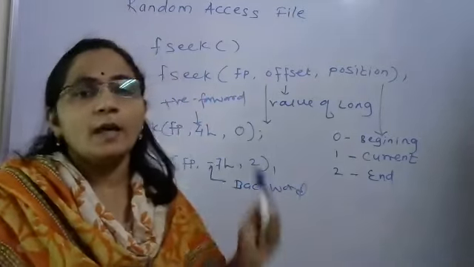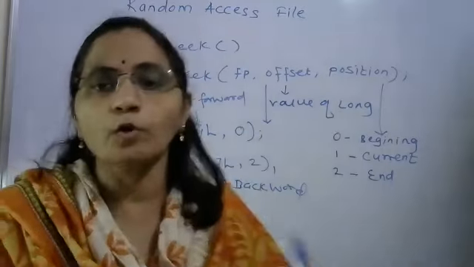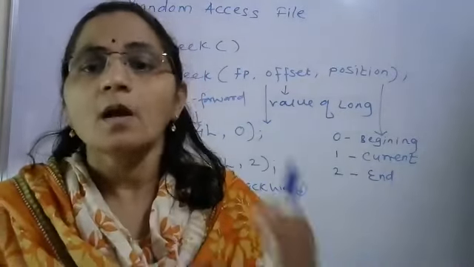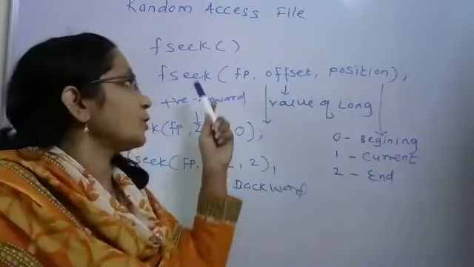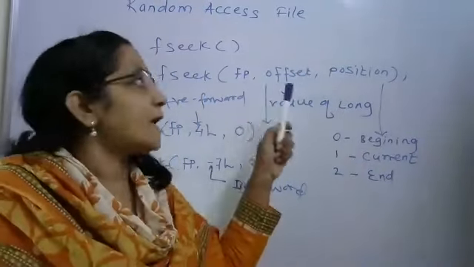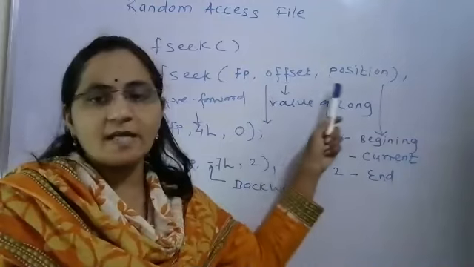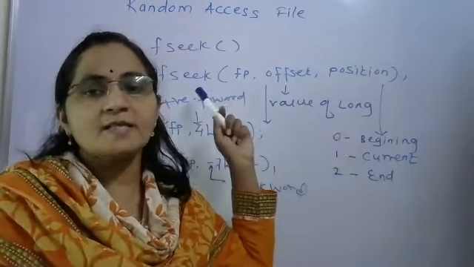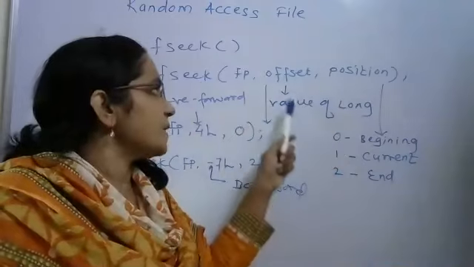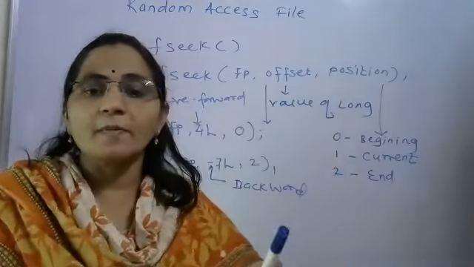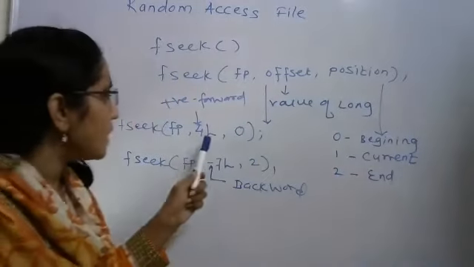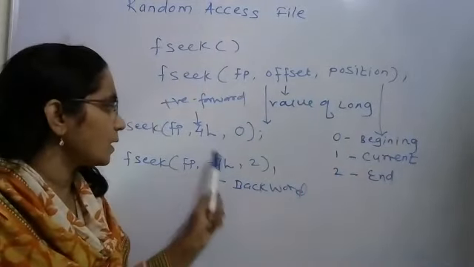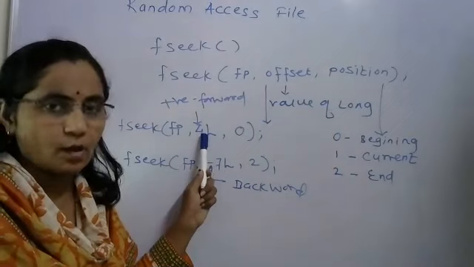So this is about the fseek function. If you want to move the file pointer anywhere in the file, then you use the fseek function. It takes 3 parameters: fp, offset, and then position. fp is the file pointer. Offset means the value. Always remember that the value is of type long, and you just append a capital L to let the compiler know this is a long value.